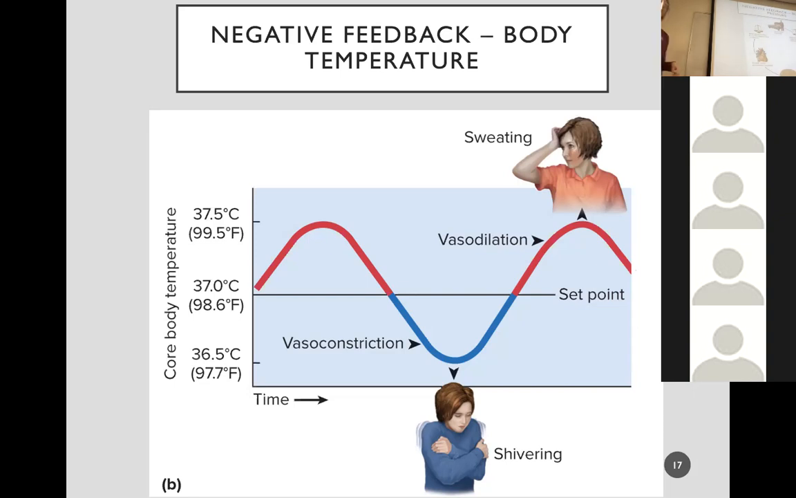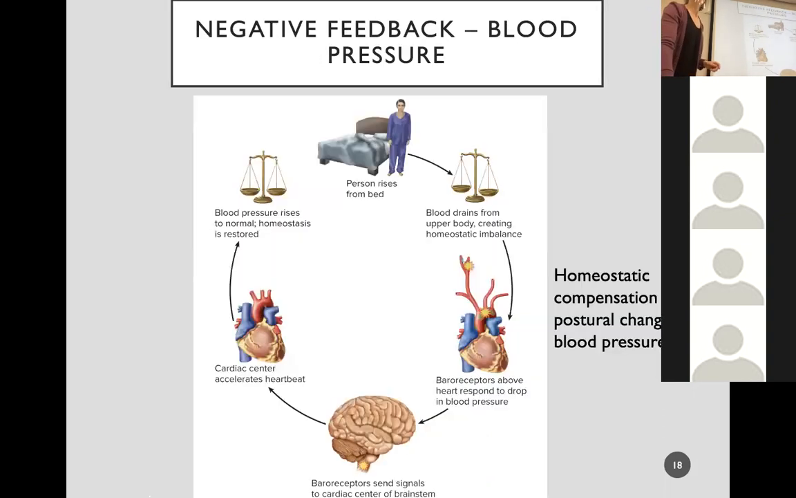One more quick example, blood pressure. Blood pressure is a really important negative feedback. We usually think of people who have high blood pressure, or low blood pressure, usually high blood pressure in today's society, having issues, but our body is constantly going up and down in blood pressure. When you wake up in the morning, your blood pressure is really low. Your heart hasn't been beating that fast at night, hopefully. So you get up from bed and your blood is going to drain from the upper body, basically.